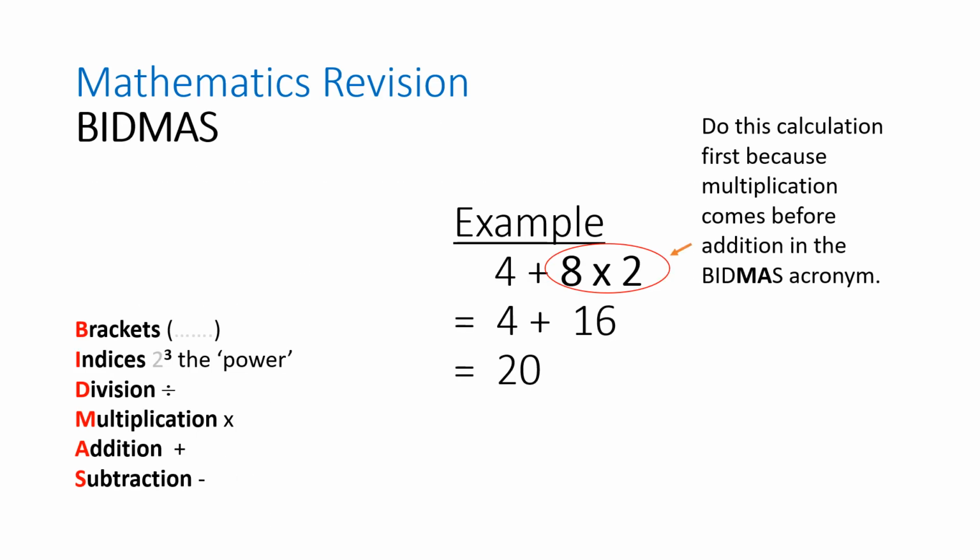So, an example of a question, we have got 4 add 8 multiplied by 2. And then we're going through and explaining multiplication comes before addition, so we need to make sure we are doing that first. Again, if we wanted to increase the priority of the addition, we would need to put brackets around it. If it's not there, we just do as we need to do.